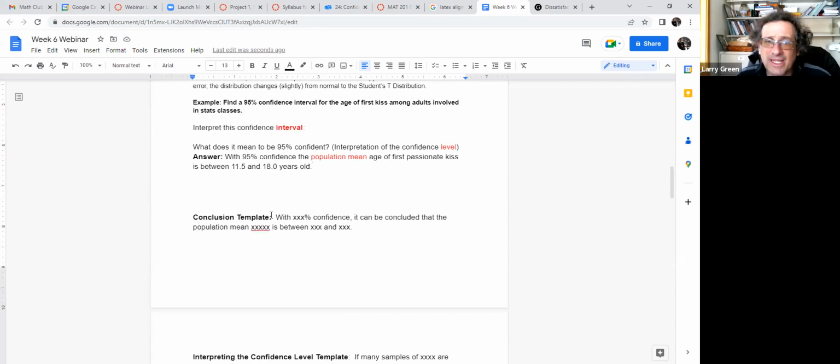If it helps, I made a little conclusion template. So with XXX% confidence, it can be concluded that the population mean XXXXX is between something and something. In this case, it was age of first passionate kiss, but it all depends on what you're researching. The X's mean, don't put X's there, please. It means that this is a template, and then you just got to fill it in the context of the survey. Any questions on the conclusion template?